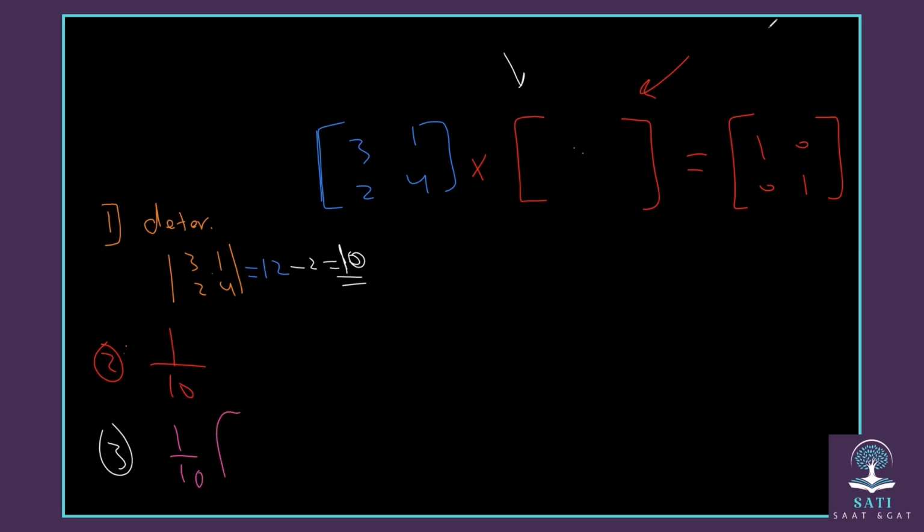the main matrix. What is the main matrix? This is the main matrix. Okay, but what you need to do? Look, you need to switch the elements of the main diagonal. This is 3 and 4, switch them. So put the 4 here and put the 3 here.